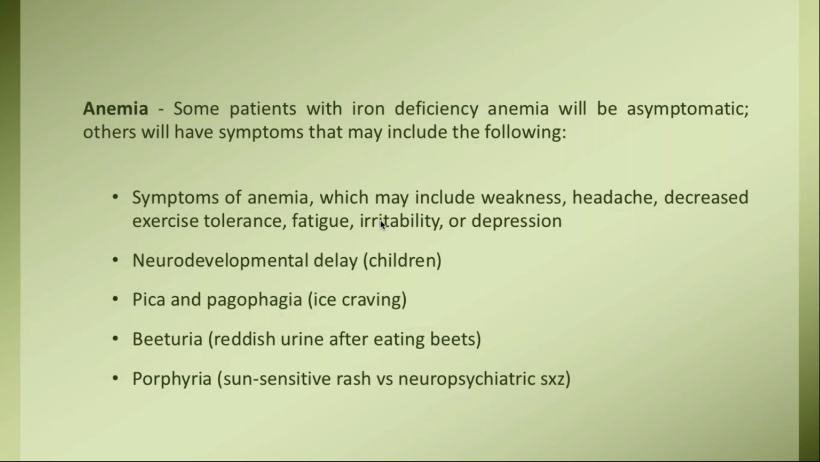Neurodevelopmental delay, that'll be obvious in the kids that are walking into your office. Wanting to eat dirt or ice, reddish urine after eating beets, right? Porphyria, right? Now that's an interesting one to me because porphyria is basically a buildup of protoporphyrin, and depending on what's broken, you can actually kind of localize what's going on with your patients. Some of them might walk in with a sun-sensitive rash. Some of them might come in with neuropsychiatric conditions.